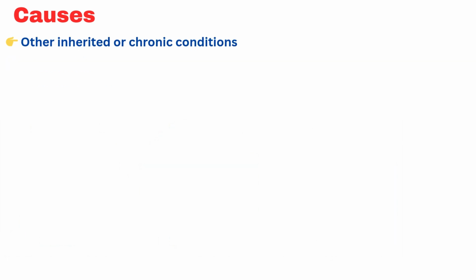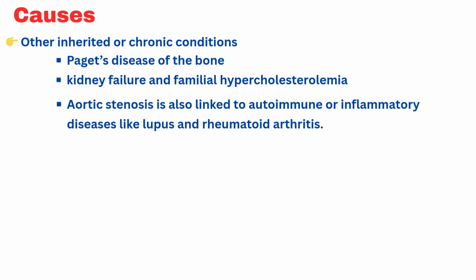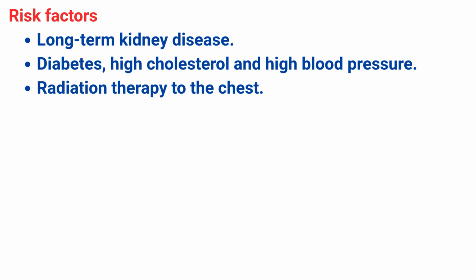Other inherited or chronic conditions that can cause aortic valve stenosis are Paget's disease of the bone, kidney failure, and familial hypercholesterolemia. It can also be caused by autoimmune or inflammatory diseases like lupus and rheumatoid arthritis. Some risk factors are long-term kidney disease, diabetes, high cholesterol, high blood pressure, and radiation therapy to the chest.